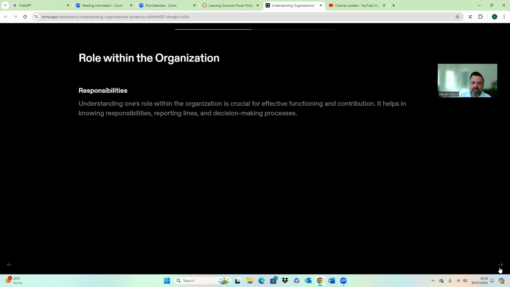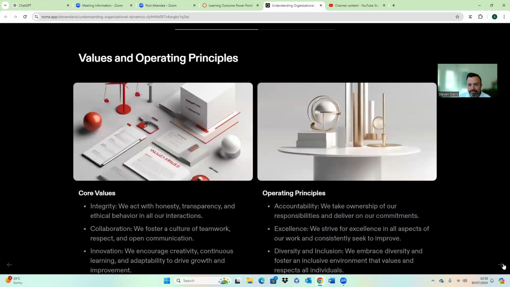Roles within the organisation, look at responsibilities. So understand your roles and responsibilities. It's crucial for the effective functioning of that well-oiled machine. It helps knowing responsibilities, reporting to line managers, and decision-making processes.